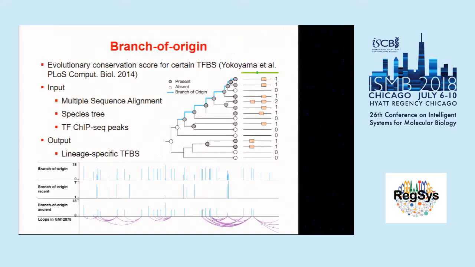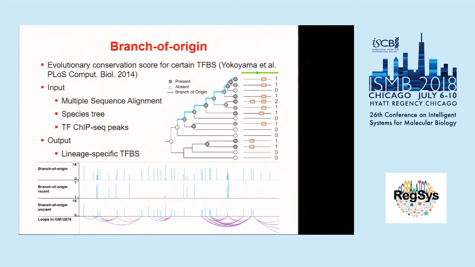This figure shows tracks of branch of origin score and loops detected by ChIA-PET in the GM cell line. Here, a higher branch of origin score indicates earlier emergence, and we split the branch of origin score into branch of origin recent and branch of origin ancient, based on whether the emergence is earlier than the primate common ancestor or not. As you can see, most of the loops are formed by CTCF motifs that emerged earlier than the primate common ancestor. And I think this finding could partly answer our first question: for an individual CTCF binding site, what could be the reason that decides whether it would form loops with other sites or not?